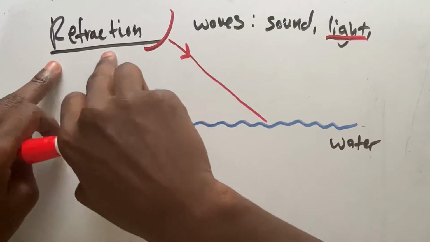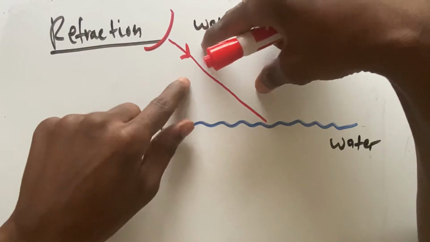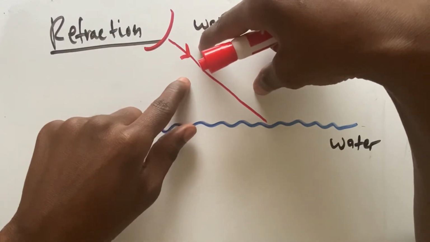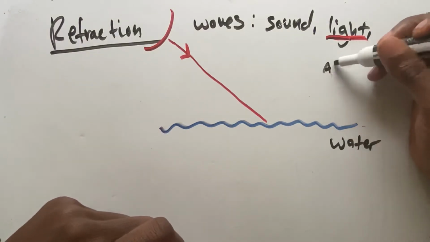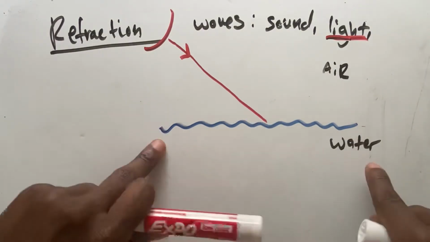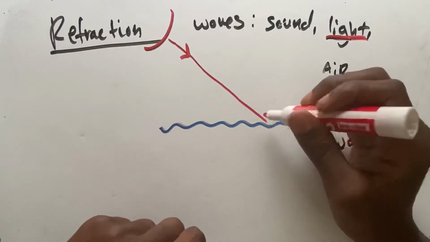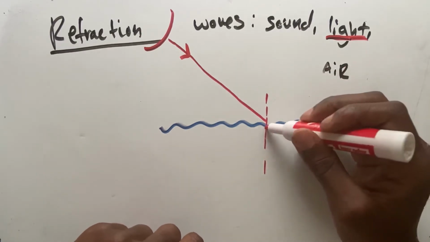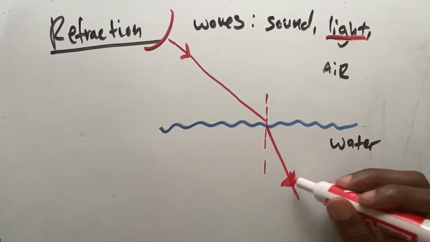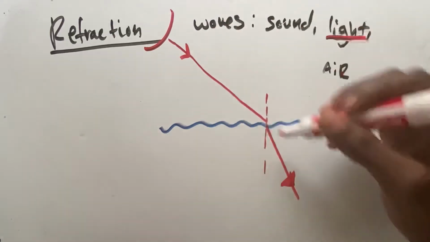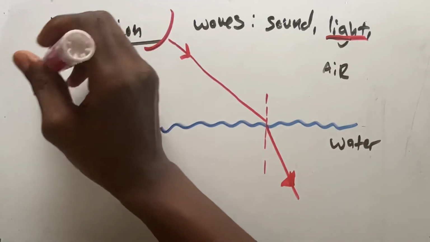So what refraction is, basically, is when the wave, whatever the wave is that's traveling, goes to a different medium, the different medium here being water. So up here is air. Once it goes into this different medium, it's going to bend a certain direction. Now it's going to go down this way. This bending of the light or bending of the wave is what we mean by refraction. So refraction is the bending of a wave.